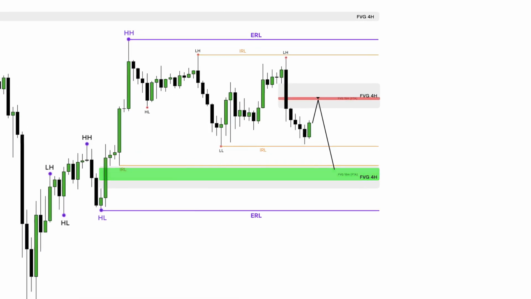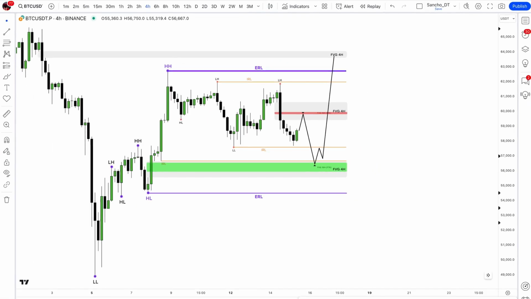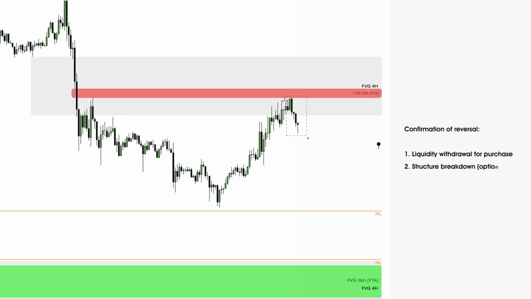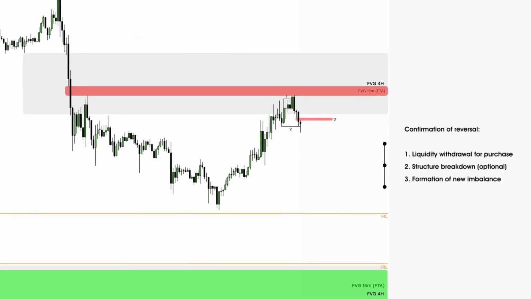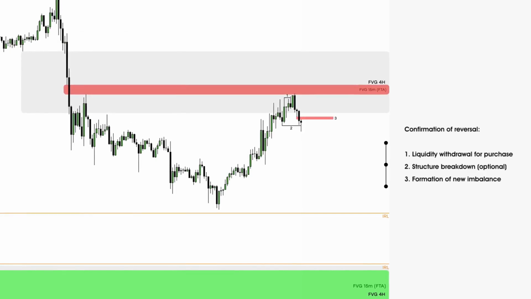For example, for a local short position, we target the minute imbalance zone, where a reversal is highly likely and the price will start to decline. The goal in this case will be the beginning of the 15-minute bullish imbalance, which could become a zone for an upward reversal. To confirm a reversal, focus on three main factors: liquidation of buy-side liquidity, a sharp price drop with a break of structure, and the formation of a new bearish imbalance, signaling the start of a downward movement.